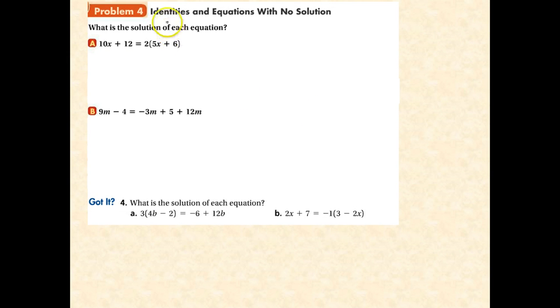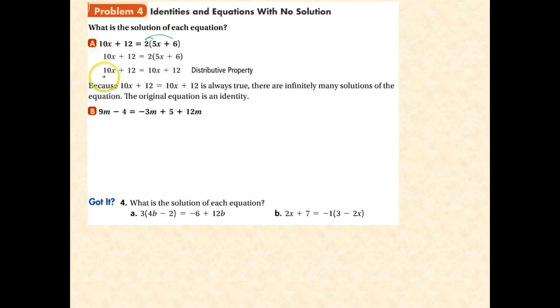All right, so what is the solution of each equation? Well, we got to distribute over here, right? So when I distribute, I'm going to get 10x plus 12. And then if I subtract 10x from both sides, I would get 12 equals 12, which is always true, right? And then you can also see it right here. 10x plus 12 is equal to 10x plus 12. That's an identity. So there are infinitely many solutions. Basically, you can put any number in for x. You could say that the solution to x is all real numbers. But we call that equation an identity.